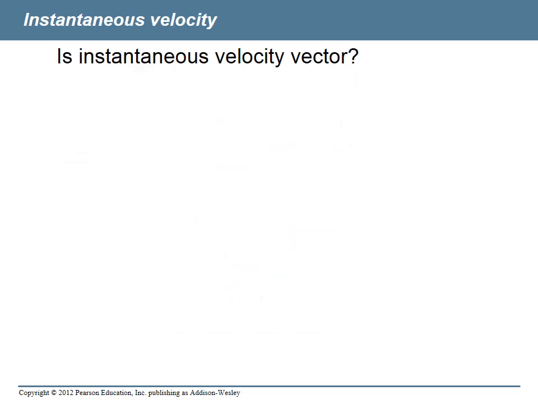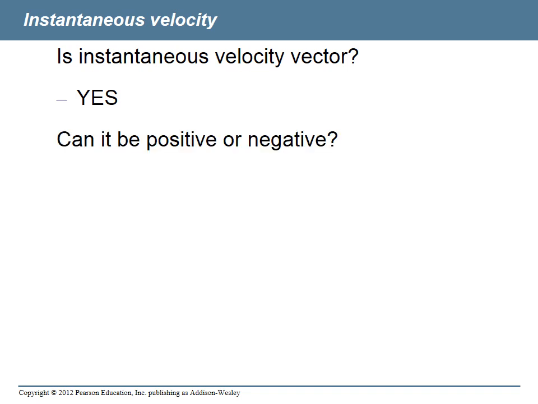So, a quick little quiz here: is instantaneous velocity a vector? In other words, does instantaneous velocity have both a magnitude, or a speed, as well as a direction? Yes, it does. Can it be positive or negative? Can I set it up so that instantaneously it can be moving in the positive x direction, or in the negative x direction? Yes, I can.